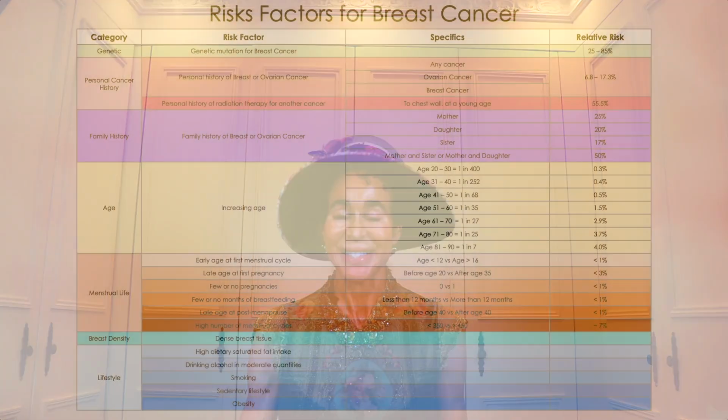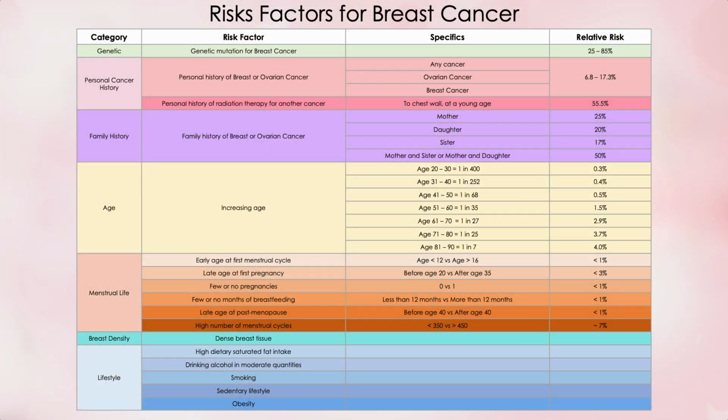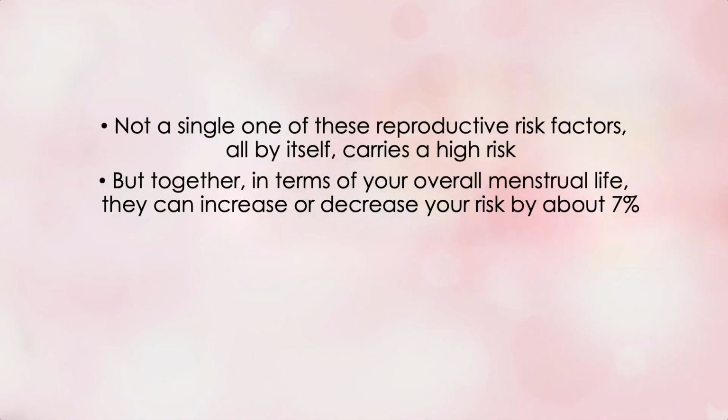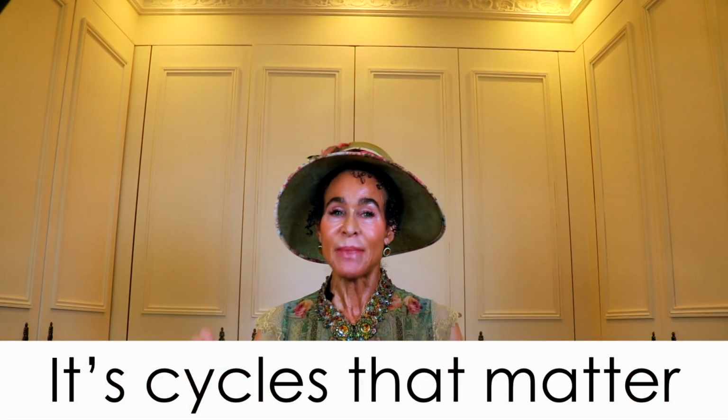And if we plug this into our big chart of risk factors, we get this. Now you see that I've added the relative risk for each of these reproductive risk factors. And notice that I've converted the relative risk ratios into percentages to conform to the other risk figures in this chart. I think it's helpful to see it both ways. And you see that not a single one of these reproductive risk factors all by itself carries a high risk. But together, in terms of your overall menstrual life, they can increase or decrease your risk by about 7%. So it's cycles that matter.